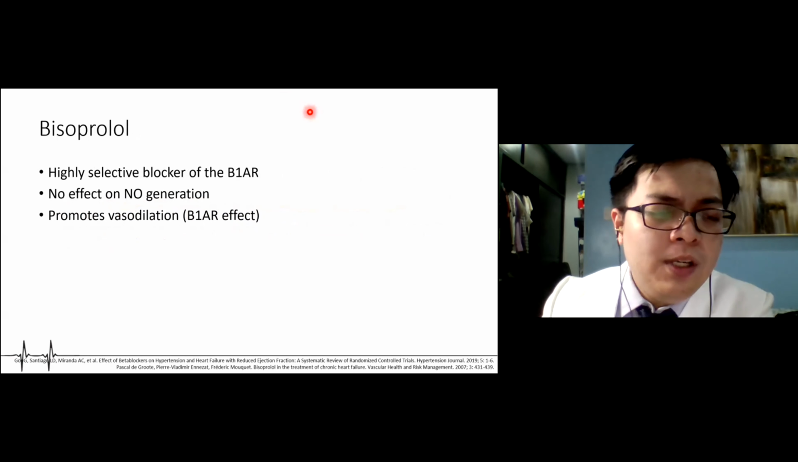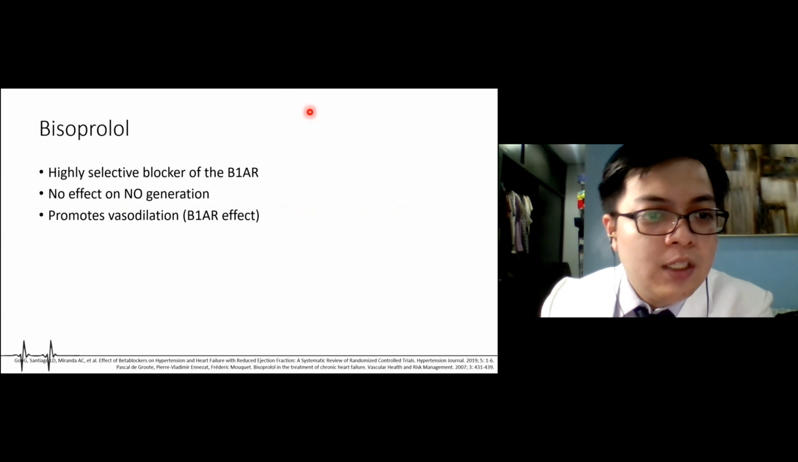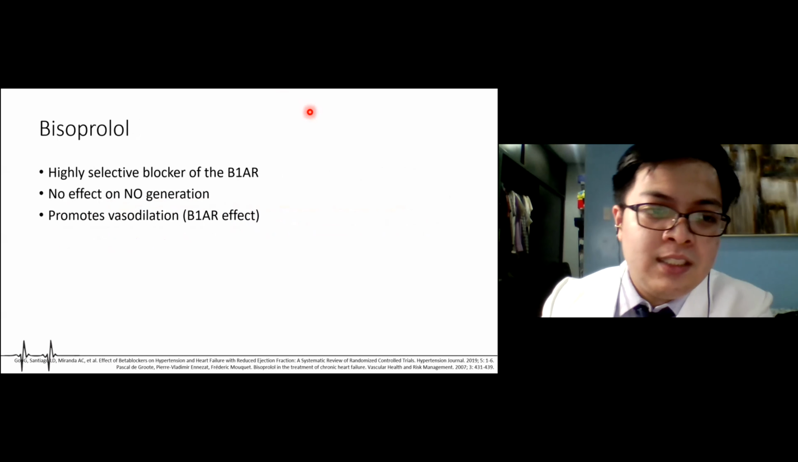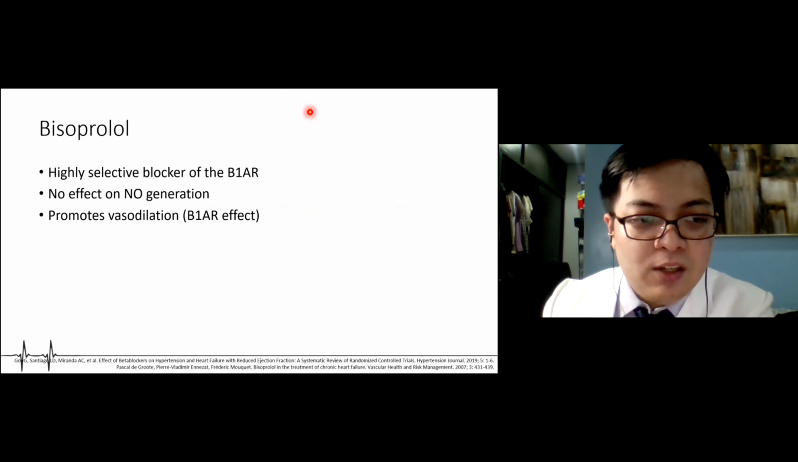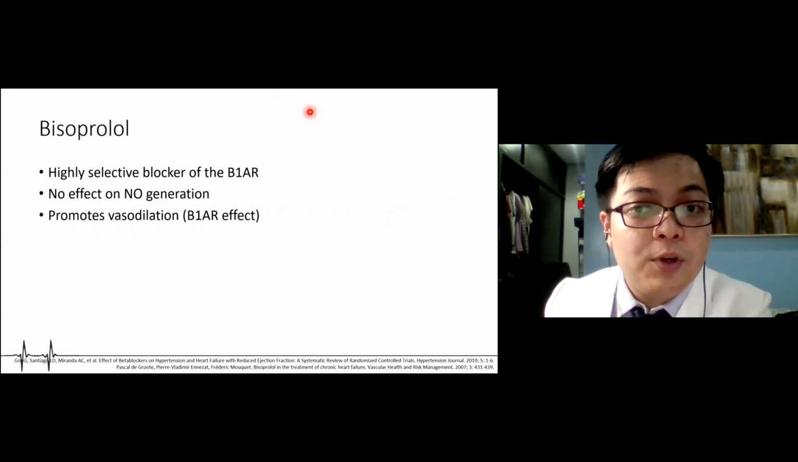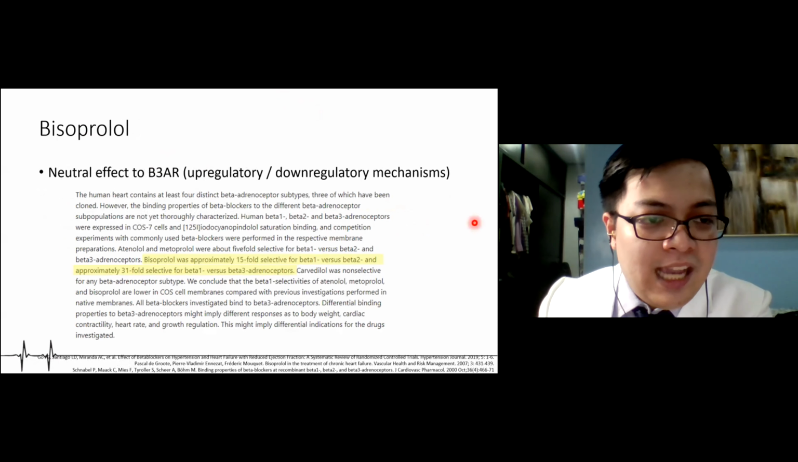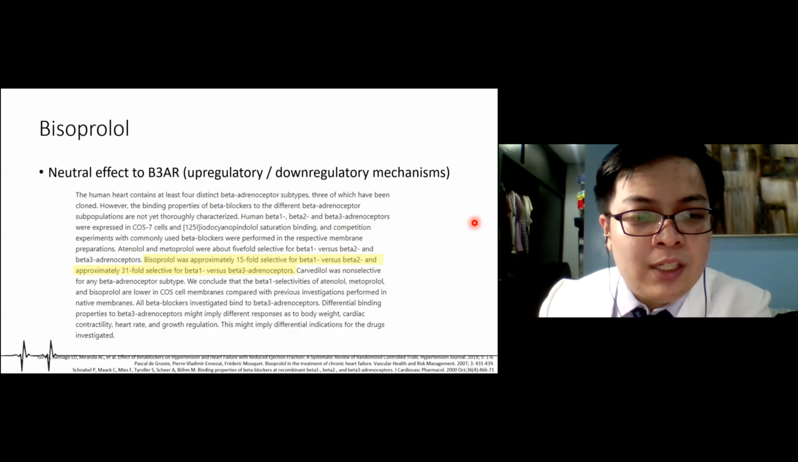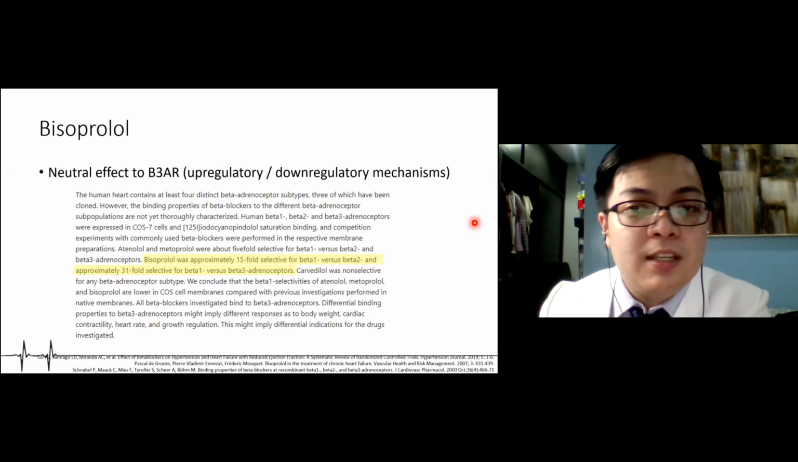For your bisoprolol, it is also said to be a highly selective blocker of the beta 1 adrenoreceptor, but it has no effect on your nitric oxide generation. So what it does is that it promotes its vasodilation with its beta 1 adrenoreceptor effect, compared to the nitric oxide which you have with your nebivolol and your metoprolol. It is said in the studies that we've seen that they have a neutral effect on the beta 3 adrenoreceptor, so it's neither upregulatory nor downregulatory in mechanism.